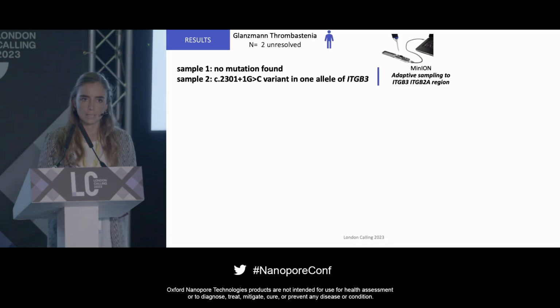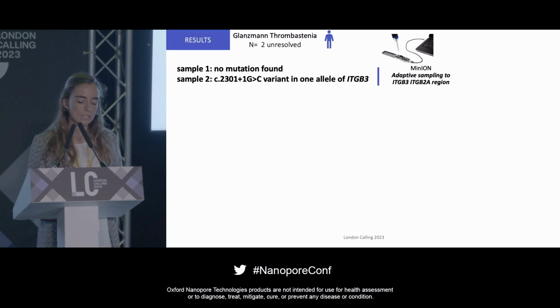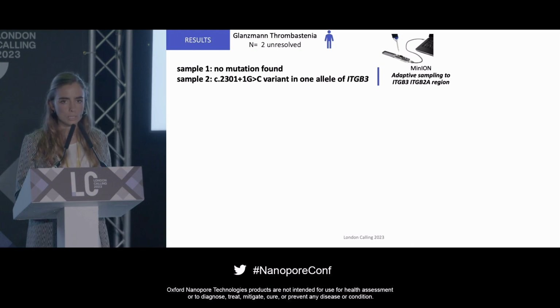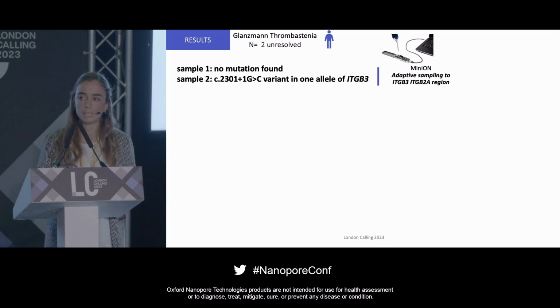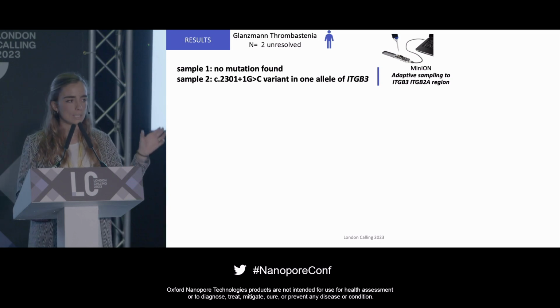Going to the next disorder, Glanzmann thrombasthenia. As you remember, it was a recessive disorder. We have 2 unresolved samples. In this case, we have 1 sample without any mutation, and we have another sample with a pathogenic variant, a single nucleotide variant, in one of the 2 genes responsible for this disorder. So we performed the MinION sequencing, targeting in this case the 2 regions of the 2 genes of interest of this disorder.